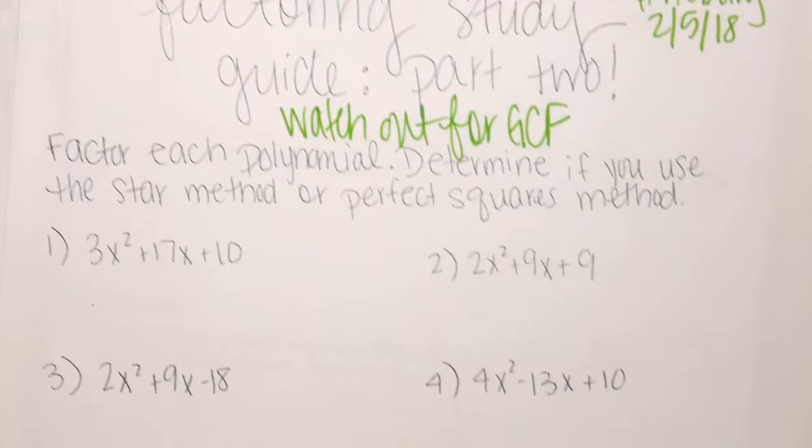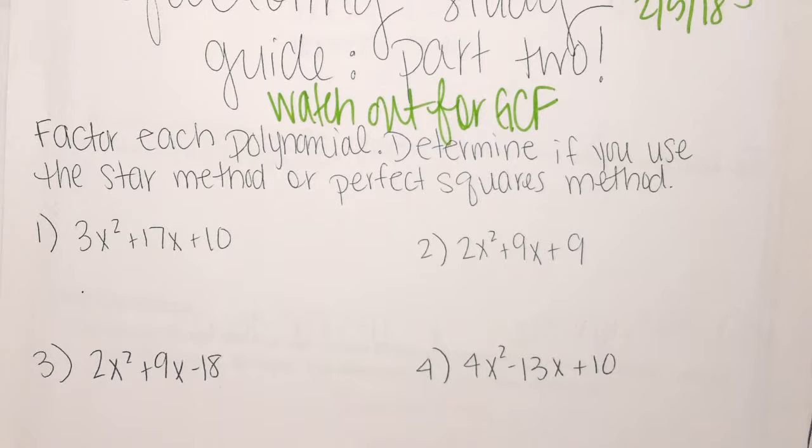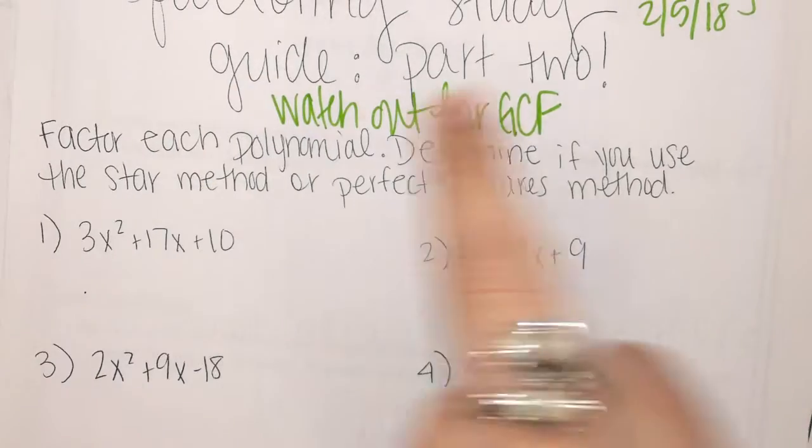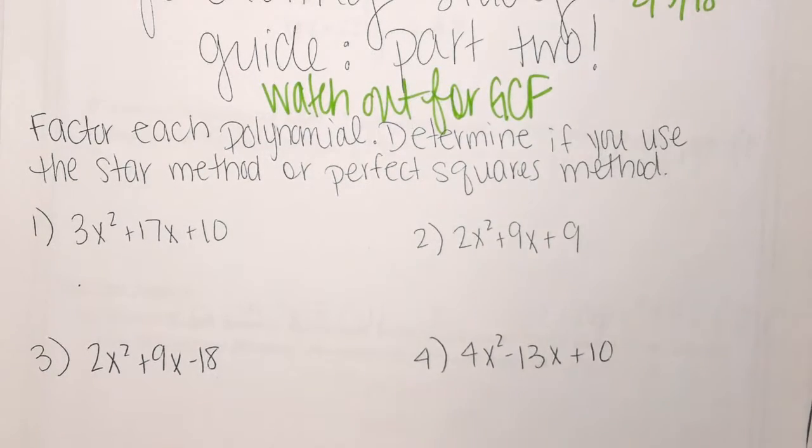All right, the directions say factor each polynomial. Determine if you use the star method or perfect squares. So let's go through and do that first.